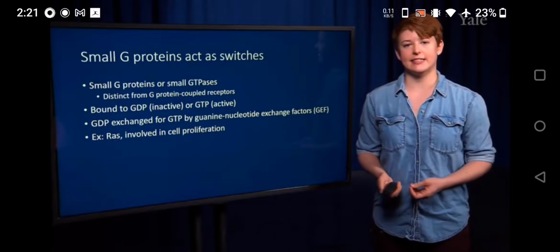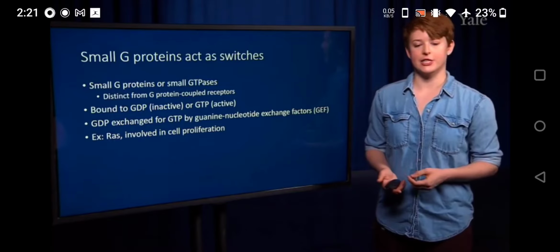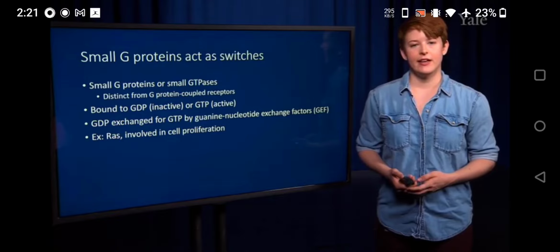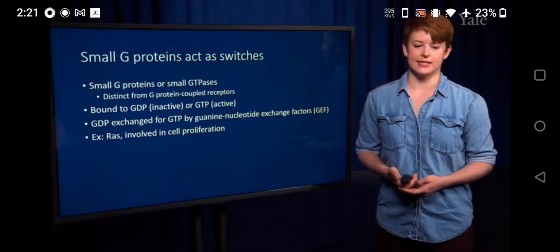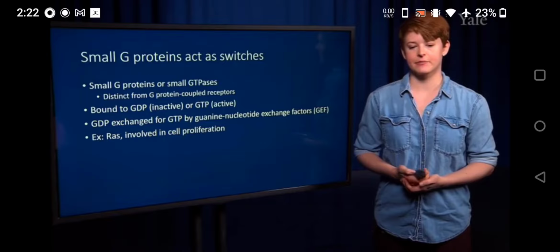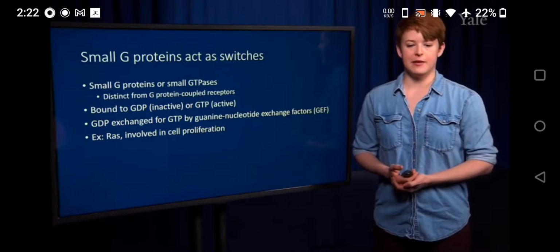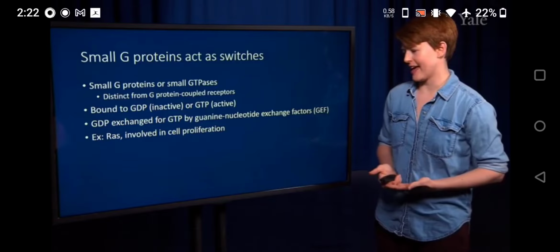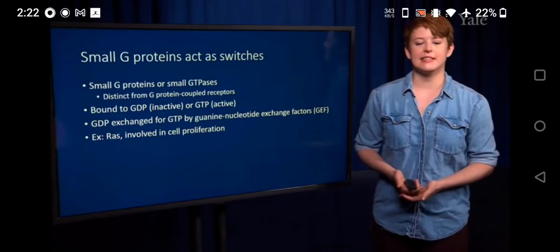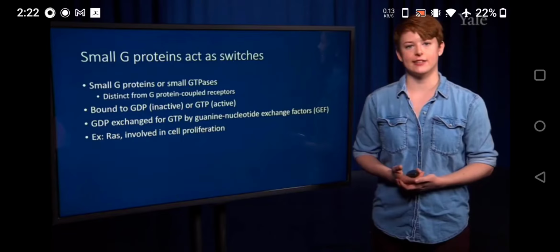So they bind either GDP or GTP, and GTP is the active form. And then we have associated proteins that help with the function of these GTPases. So GDP can be exchanged for GTP by what's known as a GEF, or a guanine nucleotide exchange factor. One example that you might have heard of previously is called RAS, which is involved in cell proliferation.